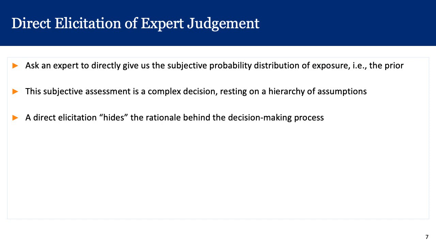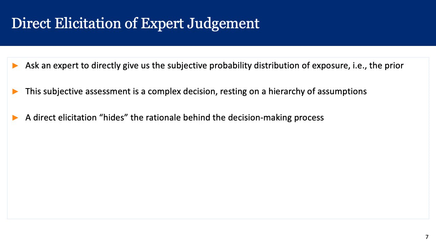So in this case, what we did was we asked experts to give us inputs to exposure models. So this is called the direct elicitation of expert judgment. So we asked an expert to directly give us the subjective probability distribution of exposure. And this subjective assessment is a complex decision resting on a hierarchy of assumptions. And this direct elicitation hides the rationale behind the decision-making process. So this is one way of doing expert elicitation.